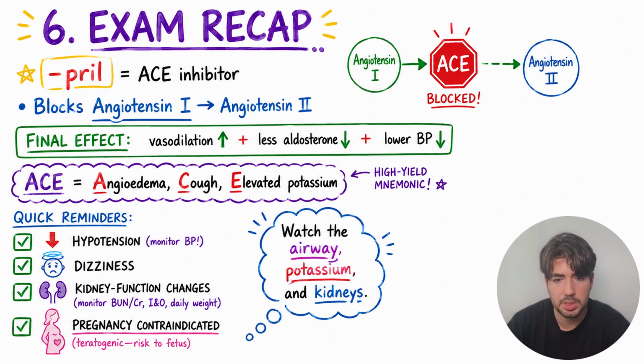If the patient has a dry cough, think of an ACE inhibitor. If the potassium is elevated, think of an ACE inhibitor. If the patient feels dizzy when standing, hypotension. If the patient develops tongue or throat swelling, angioedema. This is an emergency. I feel like pretty much you can take a screenshot of this and just memorize this for a test because it's usually only this that they're going to ask you. ACE inhibitors relax the vessels and they lower blood pressure, but watch the airway, the potassium, and the kidney.